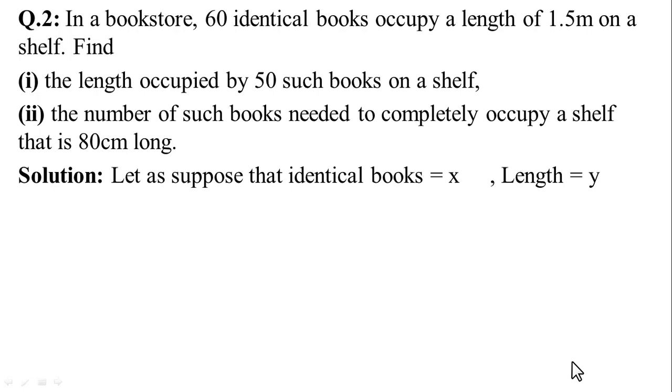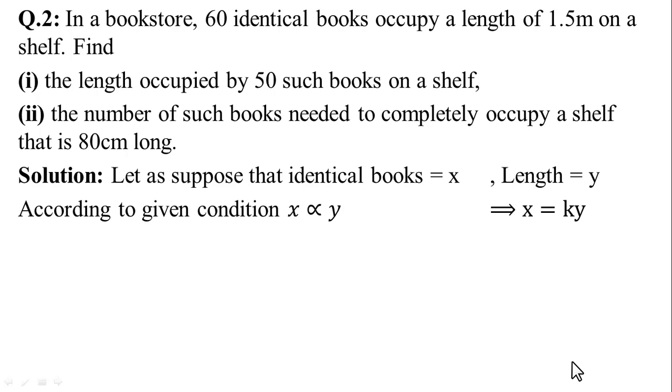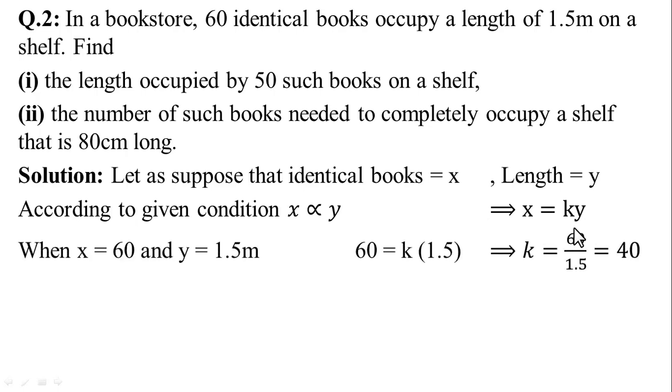According to the given condition, let us suppose that identical books is equal to x and length is equal to y. So we have both directly proportional. So we write, according to the given condition, x is directly proportional to y. When removing the sign of proportionality, we use a constant. This implies that x is equal to ky. Here x is equal to 60 and y is equal to 1.5.